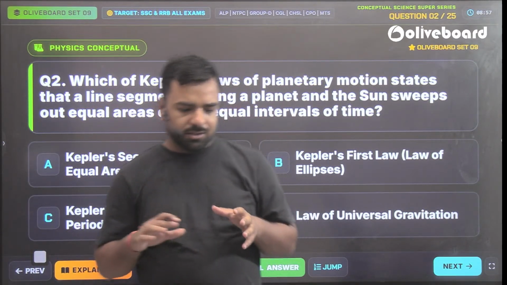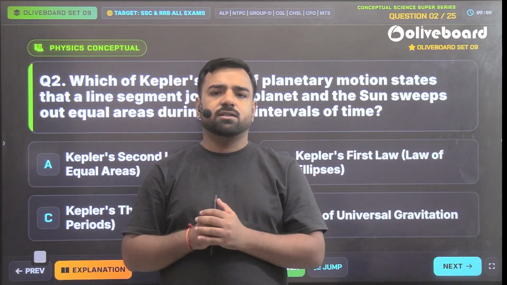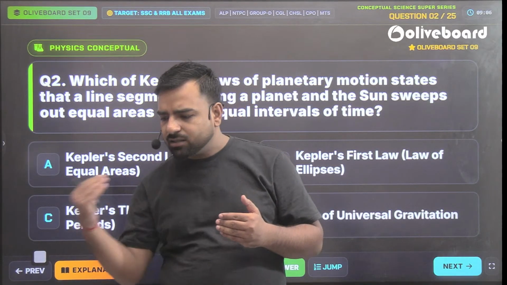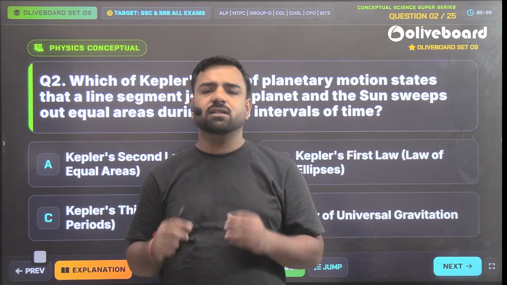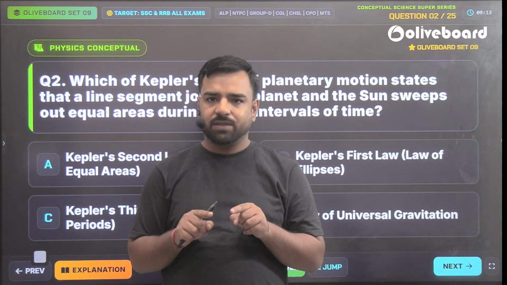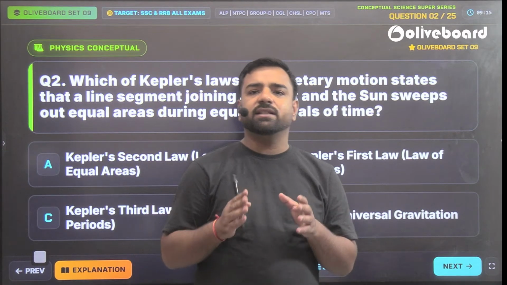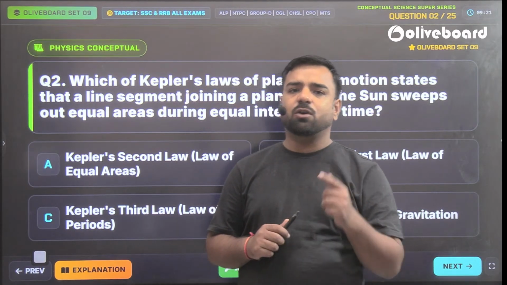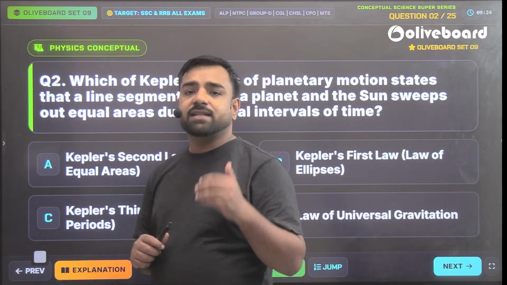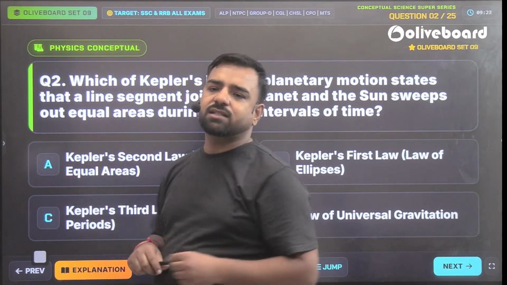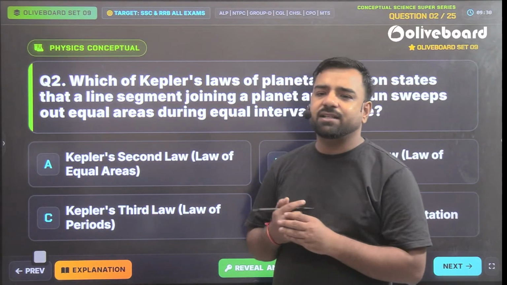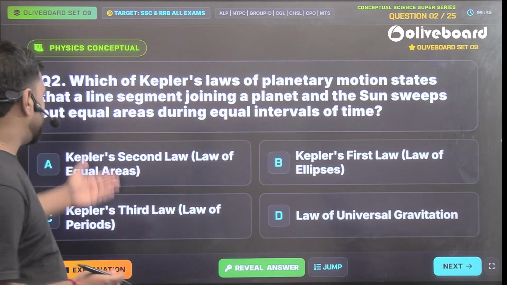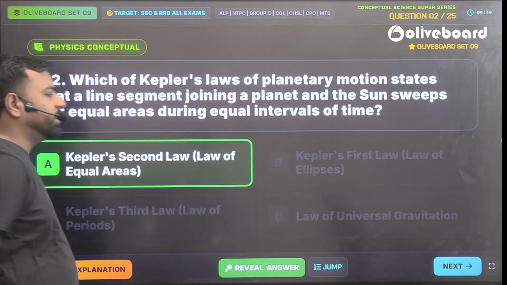Kepler actually gave three laws. The first law states that all the planets do revolution around the sun, and that revolution is in an elliptical path. Correct. But where is the sun located? Is it in the center? No. The sun is present at one of its foci. That's according to the first law of Kepler. What is the second law? The second law is known as the law of areas. That question was asked. So the line segment joining the planet and the sun sweeps equal areas in equal intervals of time. So here option A, Kepler's second law, the law of equal areas, will be the correct answer.